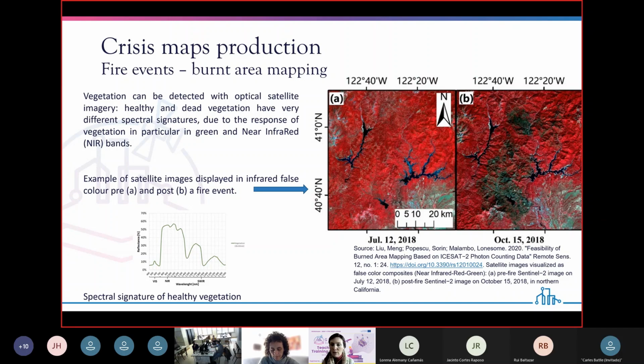Actually, it looks magenta, but it looks red. And in particular, healthy vegetation looks red. The more the vegetation is healthy, the more it reflects green, but even more it reflects near infrared. This is linked to the presence of chlorophyll inside vegetation. So this helps us in detecting where vegetation is disappearing.